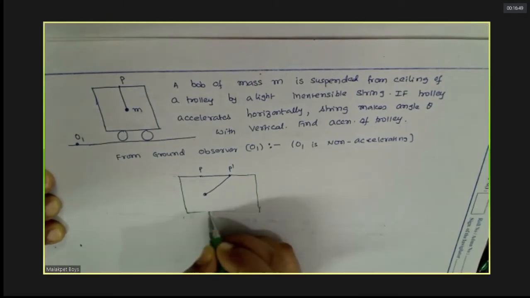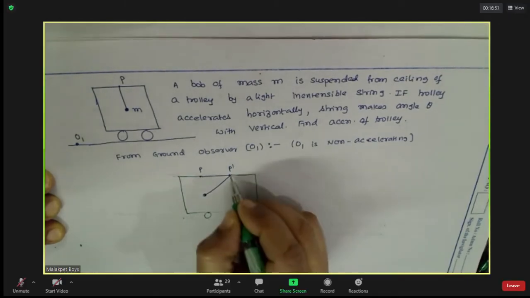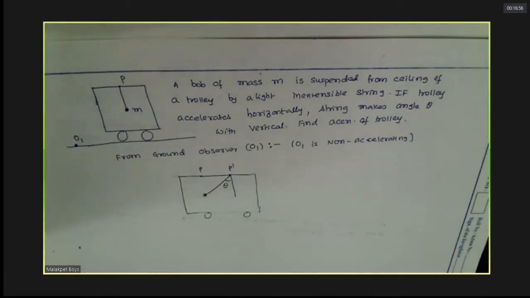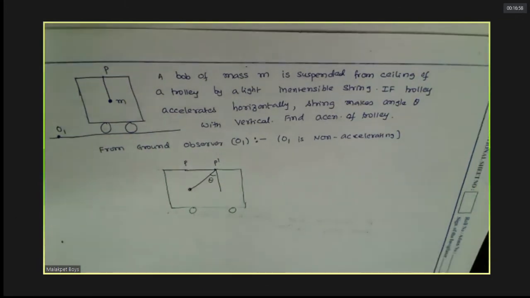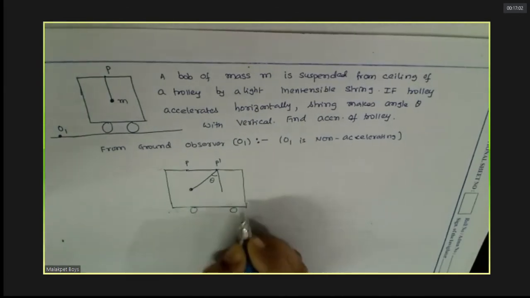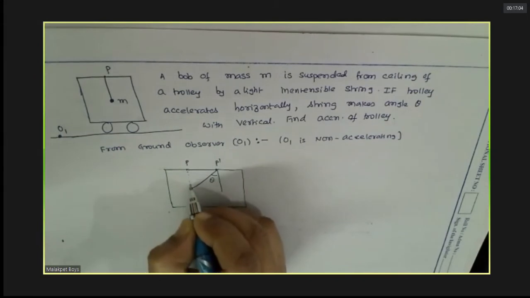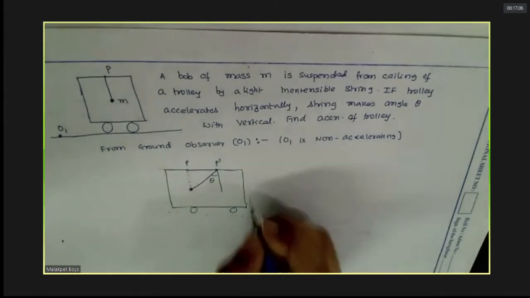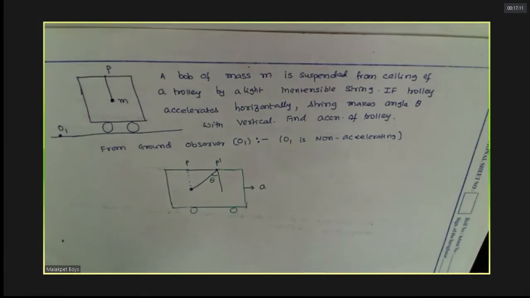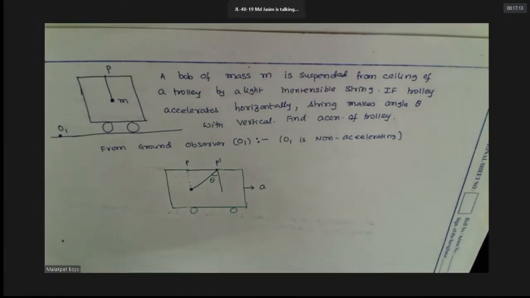The situation is, this is what he sees. He'll first see that the point of suspension moves forward. When the point of suspension moves, the bob will be staying there only, at its original position. It won't go anywhere. This is the acceleration. Agreed? Followed?